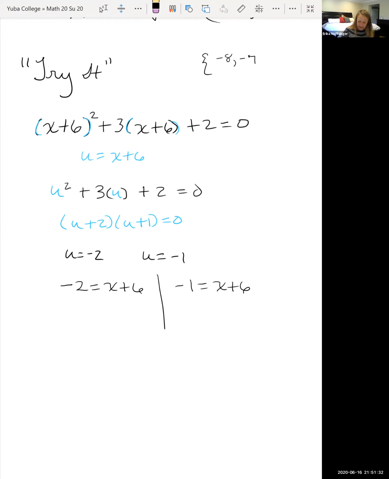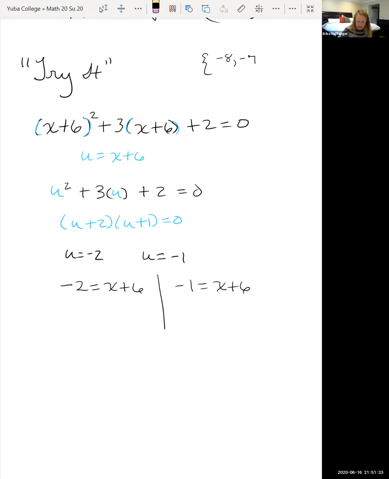And so if I solve for x in the first equation, if I subtract 6 on both sides of the equation, I get negative 2 minus 6 on the one side, which is negative 8. And then if I subtract 6 on the other equation, negative 1 minus 6 is negative 7. So I get x is negative 7, which were the answers some of you had gotten, which is correct.